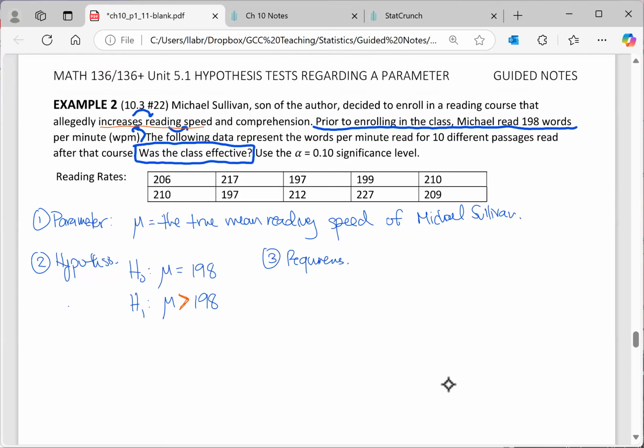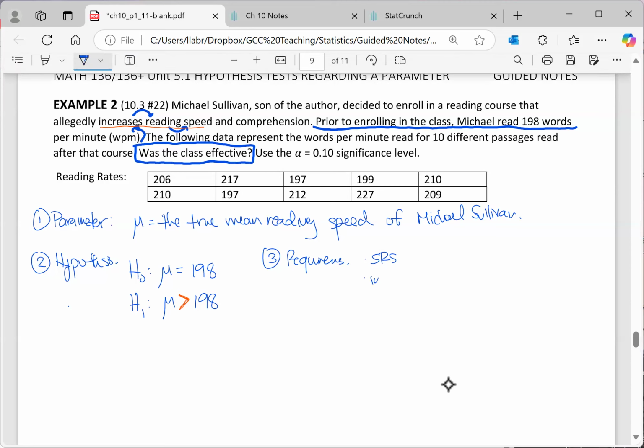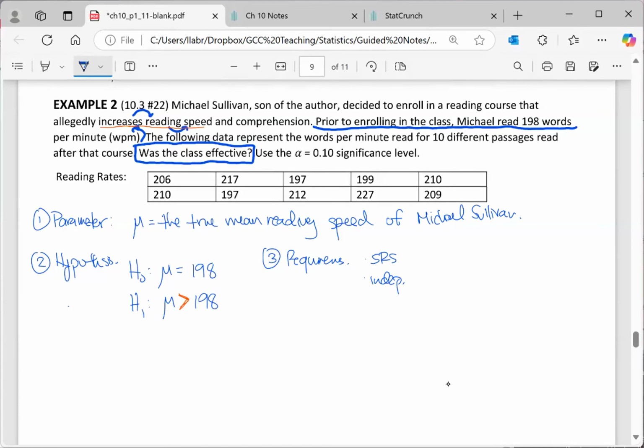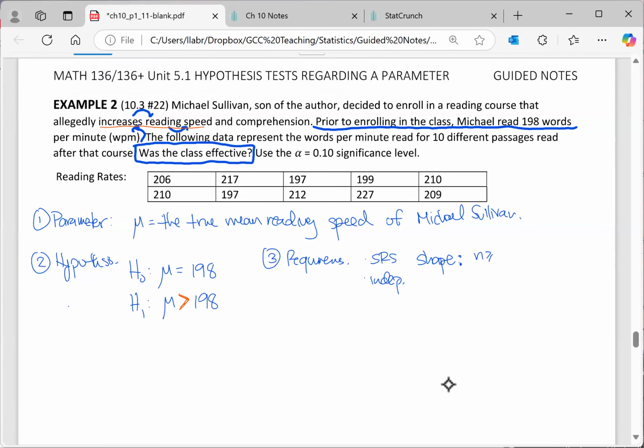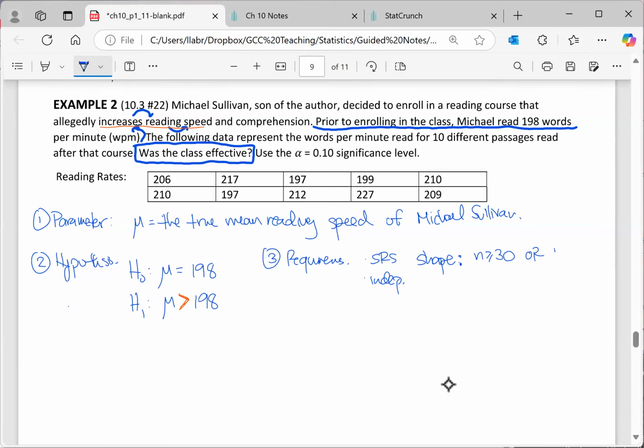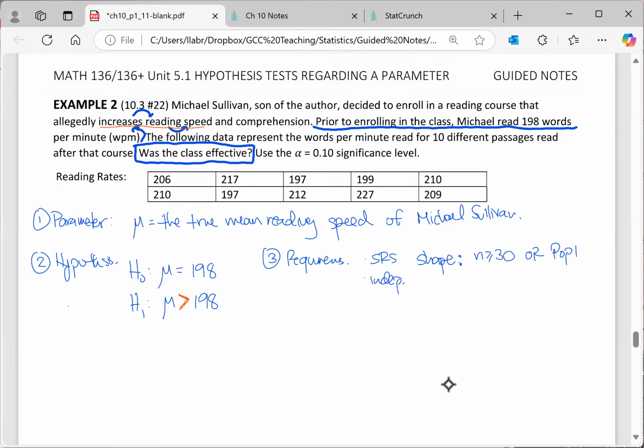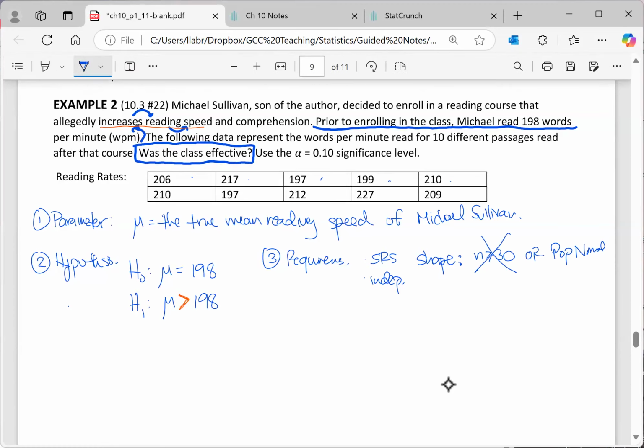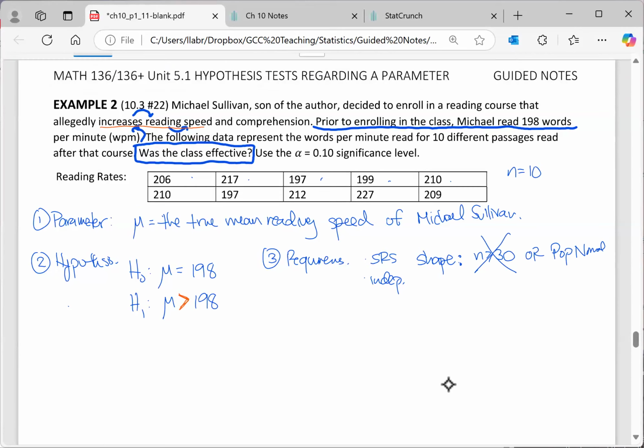The requirements always include SRS and independence. But more importantly, we're going to ask if we have the shape requirement satisfied. So for our shape requirement, we need a sample size greater than 30, or we need the population to be normal. So obviously we don't have a big enough sample size. We only have 10 different passages. So this would be X1, X2, X3, X4, X5. There's only 10 different samples of reading speeds.